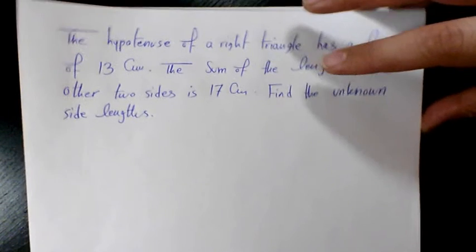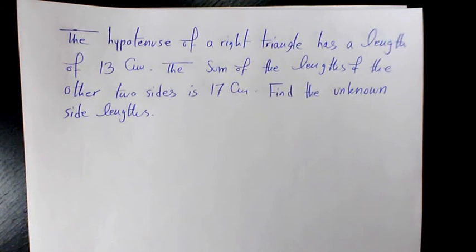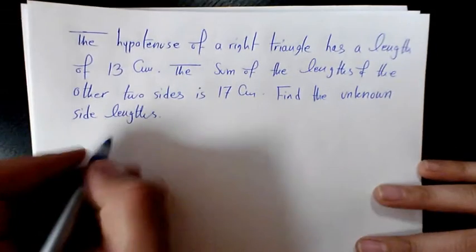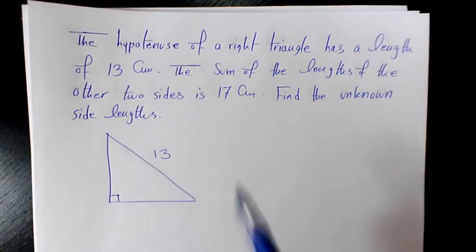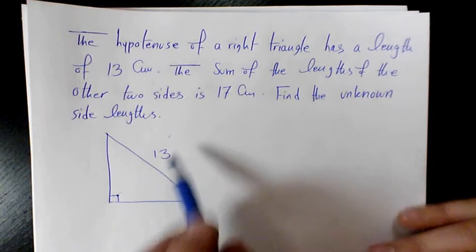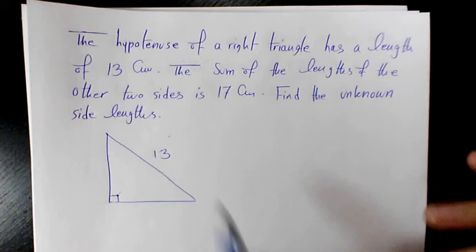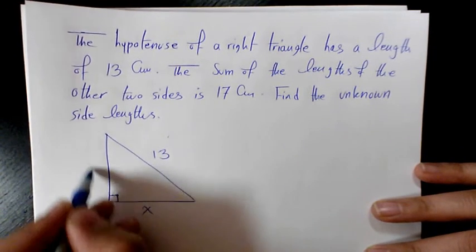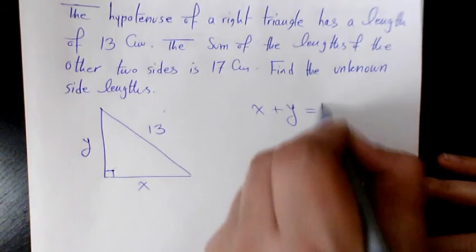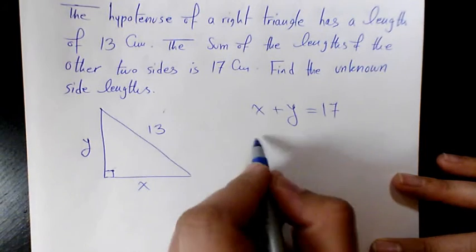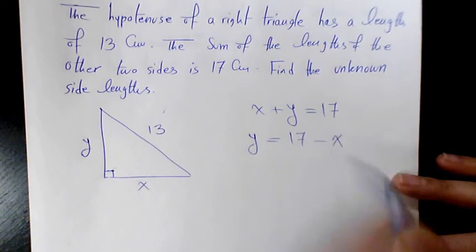Next example. The hypotenuse of the right triangle has a length of 13 centimeter. The sum of the length of the other side is 17 centimeter. Find the unknown length. So again, we are dealing with a right triangle. The hypotenuse is always opposite to the 90 degrees, which is always the largest side. That's 13 centimeter. These two, x and y, when you add them, is going to be 17. So x plus y is going to be 17. So we can say y equals to 17 minus x.